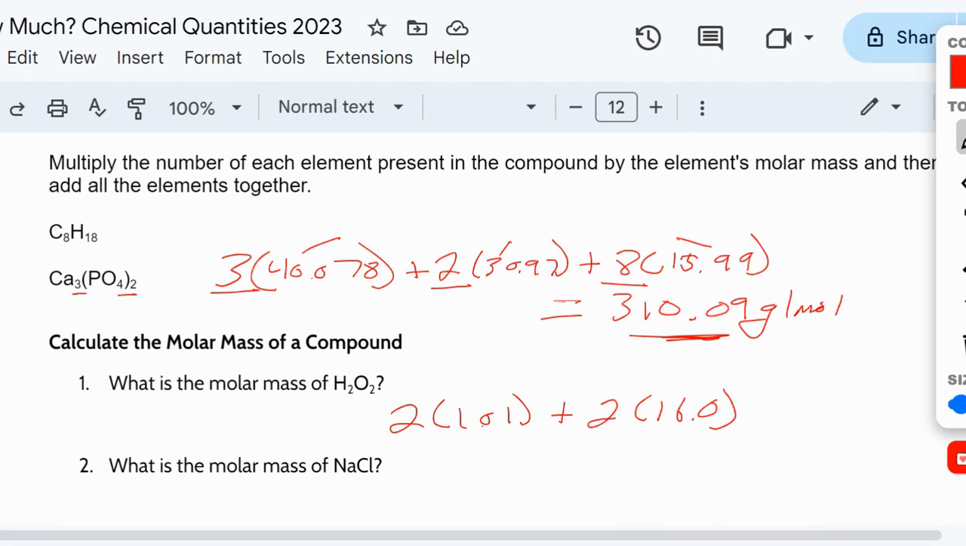Okay, keep practicing the rest of these and trying to find the molar mass. And molar mass is a skill that we will need throughout this whole lab book.